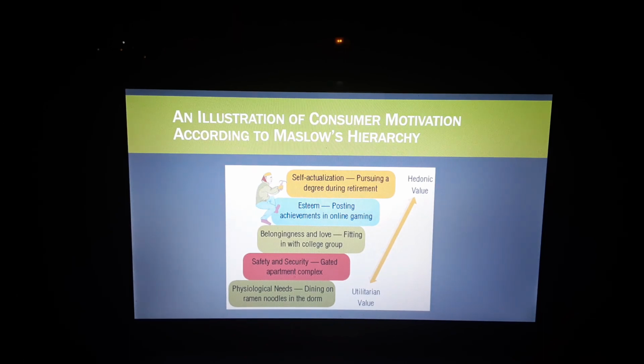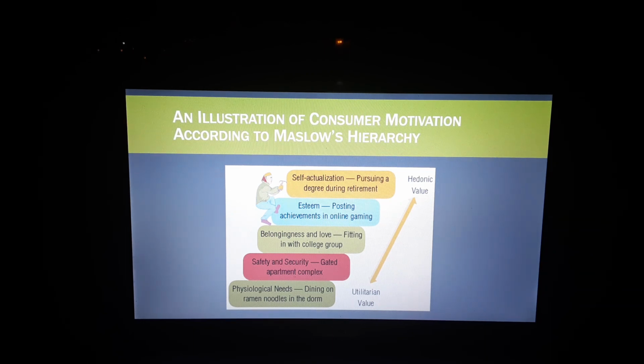Physiological needs: hunger, thirst, warmth, that kind of thing. Safety and security, in terms of feeling safe in your environment, for one example a gated apartment complex, or insurance, for example, financial security through retirement plans. Belongingness and love, this idea of fitting in within a group, whether it be with your friends in college or friends outside of school, that you feel some sort of social connection with people.